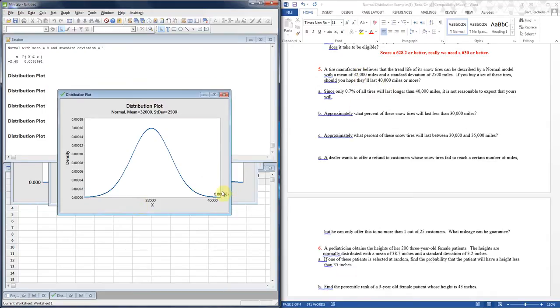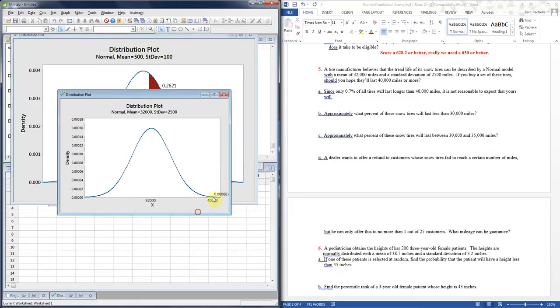Let's hit OK. Look how tiny that is. I'm going to move the p-value a little bit so you can read it. It is less than 7% of the time. Yeah, so I'm going to go with, it's not reasonable to expect this.